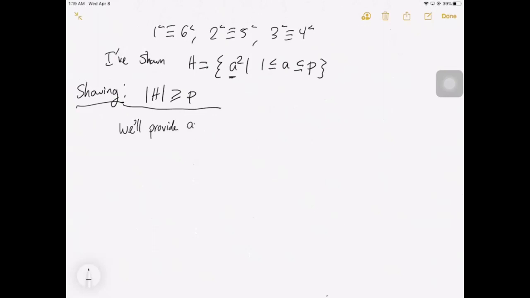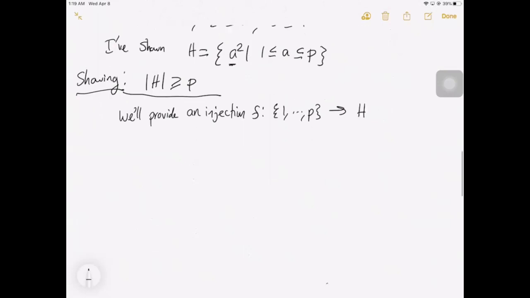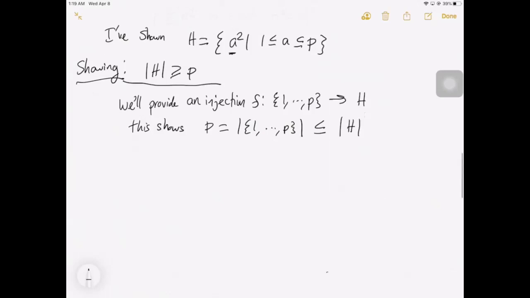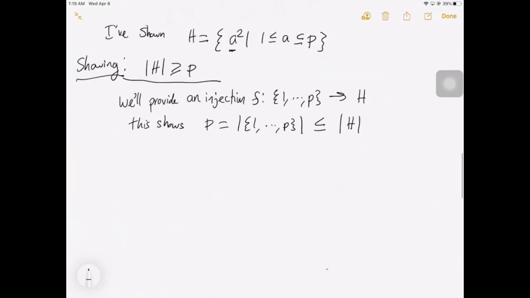We'll provide an injection F from the set 1 to P to H. This shows that P, the size of this domain, is less than or equal to the order of H. So let's provide this injection. F will take some number A from 1 to P, and it'll spit out A squared mod Q.